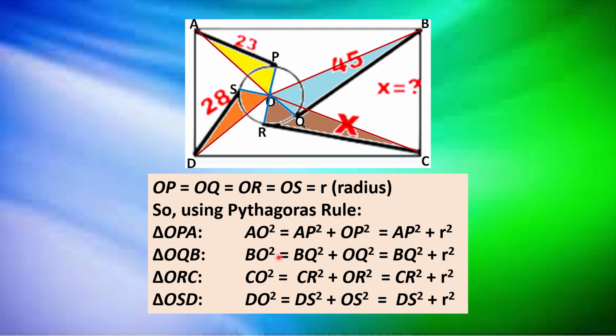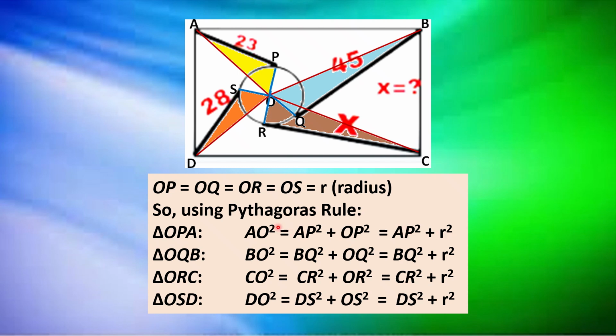Similarly, BO square will be BQ square plus R square, CO square will be CR square plus R square, DO square will be DS square plus R square. In each case, AO, BO, CO, DO, that's the hypotenuse. So the square of the hypotenuse will be equal to the square of the base, AP square or BQ square or CR square or DS square, plus the altitude square, that is radius square.